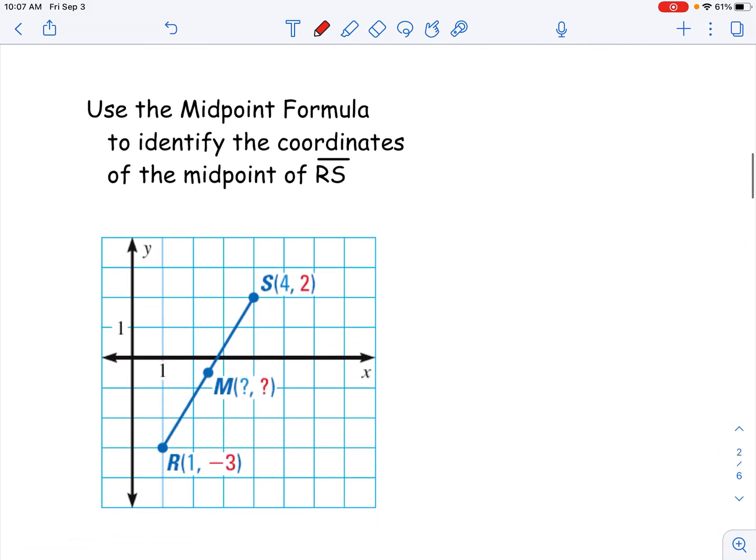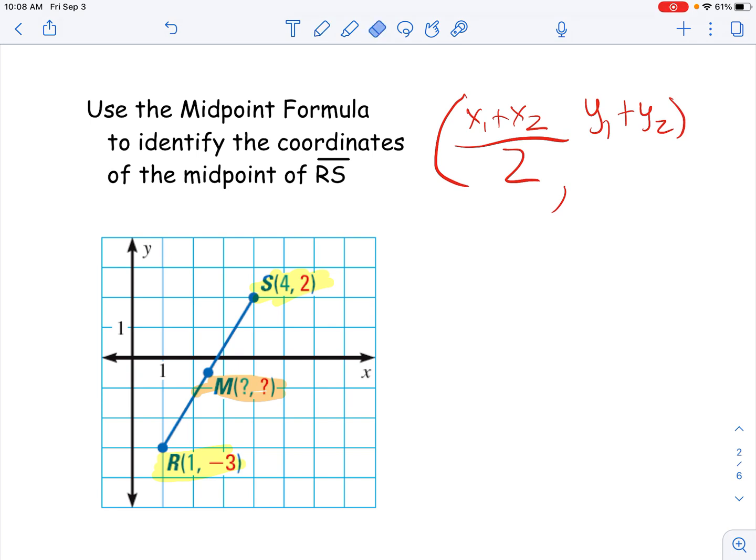So we'll do an example. Right here, we've got our point S, which is 4, 2, and we've got our point R, which is 1, negative 3, and we need to find M. So my formula: x1 plus x2 divided by 2, and y1 plus y2 divided by 2. Again, how do you find the middle? You add them up and you divide it by 2. So I'm going to call S my x1, y1, and I'm going to call R my x2, y2.